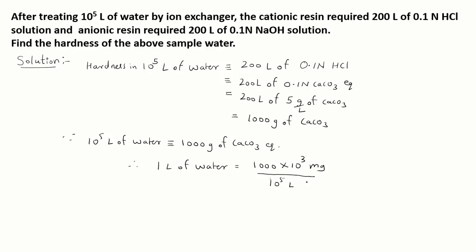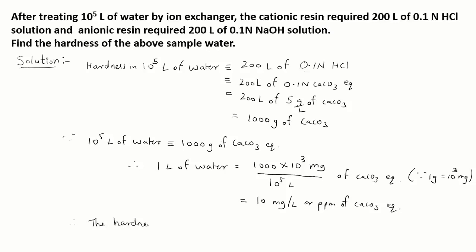If 10 raised to 5 liters of water contain 1000 gram of calcium carbonate, we can convert it into what will be per liter. 10 raised to 5 liters correspond to this much, so for 1 liter it will be 1000 grams, or 1000 into 1000 milligram divided by 10 raised to 5. So this will be 10 raised to 6 divided by 10 raised to 5, 10 milligram per liter. So this is nothing but 10 ppm. So your answer is 10 ppm. Okay, final answer is the hardness of water sample is 10 ppm.